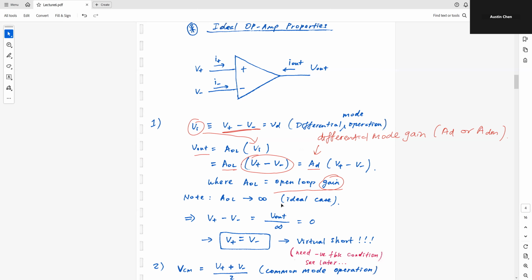If you look at the next equation here, I'm going to solve for V plus minus V minus in terms of V out and A_OL. I can move this A_OL to the other side, so I have V out divided by A_OL. And if A_OL is equal to infinity, then V plus minus V minus is equal to 0 mathematically.